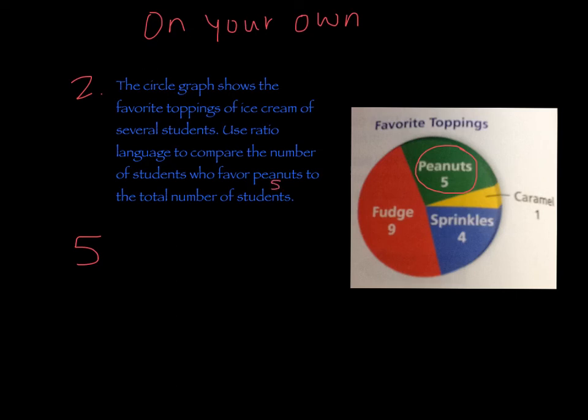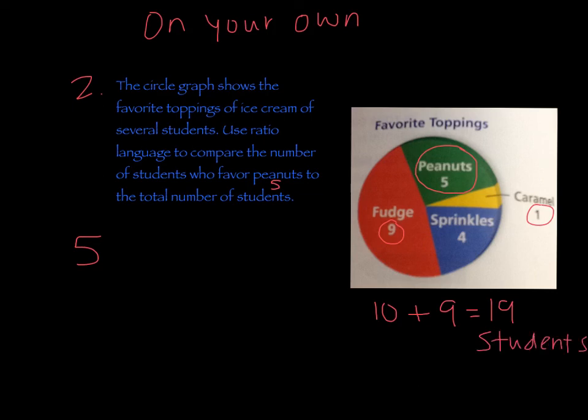So 5, kind of going back to what I was doing in the other problems. Now I need the total number of students. In order to get the whole total number of students, you have to add up all these numbers. So let's start. We've got 9 plus 1. That gives us 10. And then we have 5 plus 9, we know equals 14. And 10 plus 9 equals 19. So we know we're dealing with a total of 19 students.